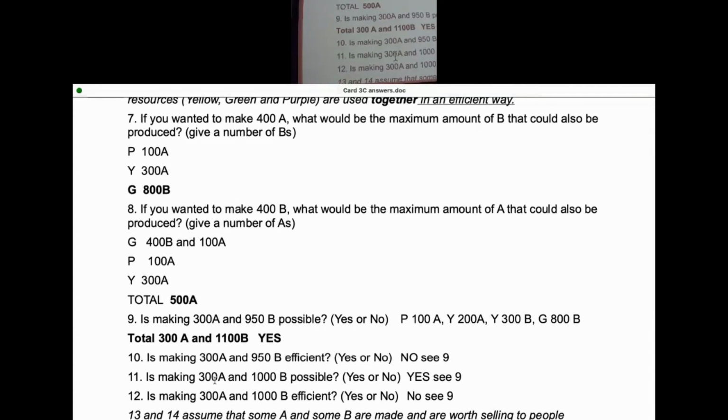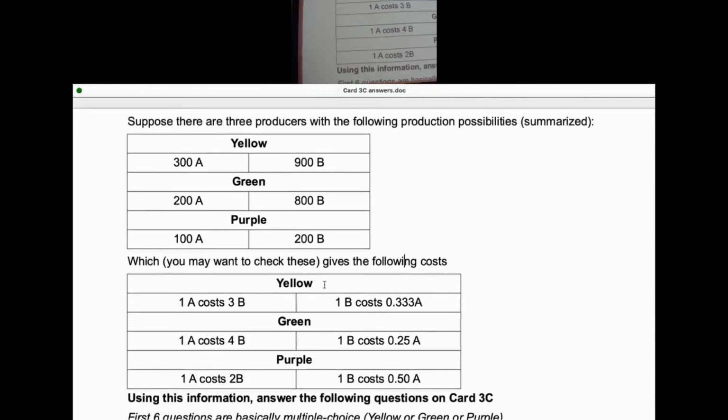Then the next lowest cost is yellow. In our previous example 7 and 8, we had yellow making all A, but yellow doesn't have to spend all their time making A, because if we want a total of 300, we only need 200 from them. So yellow is making 200A. Yellow also then has 1/3 left over: if yellow could make 300A, but they're only going to make 200, that means 1/3 of their resources are left over, and they can use that 1/3 to make B.